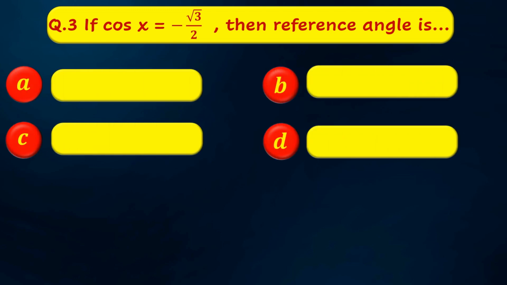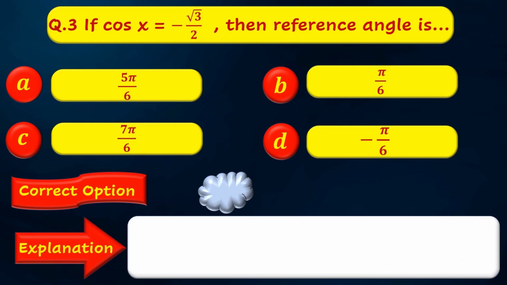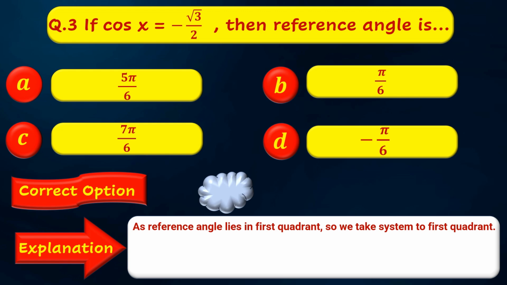Question number 3. If cos x is equal to minus square root of 3 over 2, the reference angle is, and the options are, and the correct option is, but before that let's explain it. As we know that reference angle lies in first quadrant, so we take the system to the first quadrant. As all the trigonometric functions are positive in the first quadrant, so we leave out minus sign and get cos x is equal to square root of 3 by 2. From here we get the value of x to be pi by 6, which is in first quadrant. Therefore, correct option is option B.